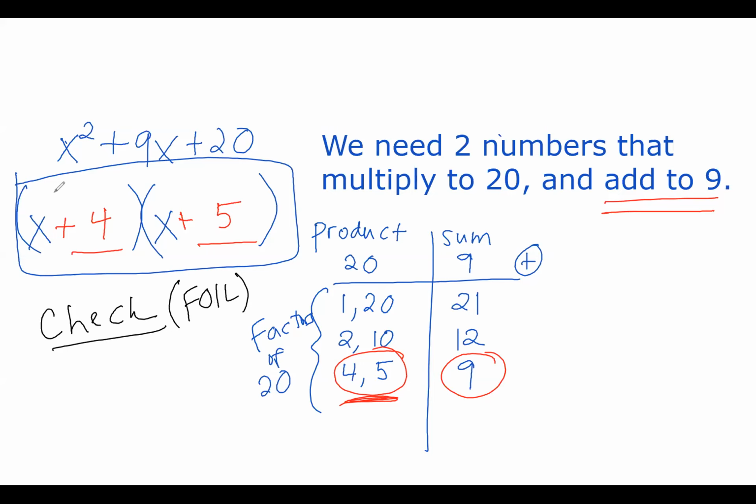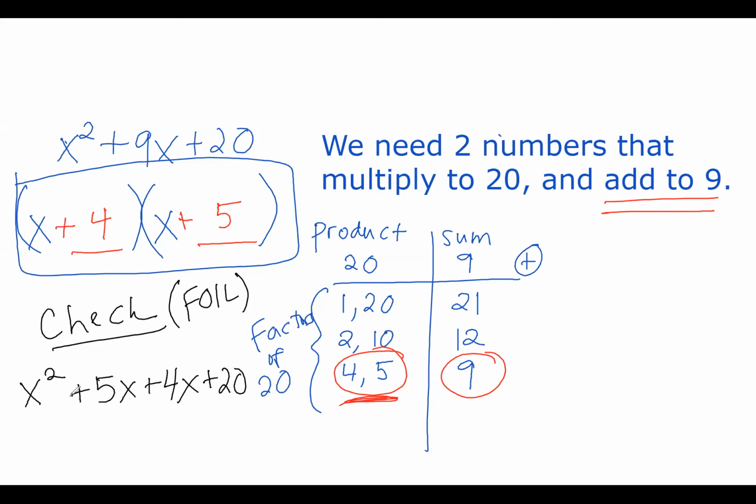So I'm going to check my first two terms, x times x, that's x squared. My outside terms, x times 5, that's 5x. Inside terms, 4 times x is 4x. And then finally, the last two terms, 4 times 5 is 20. So notice I do have those 4 terms.